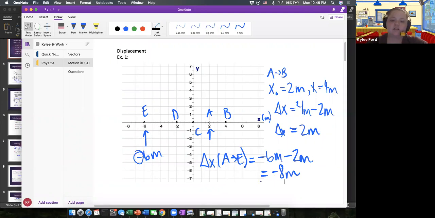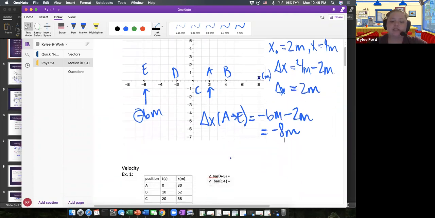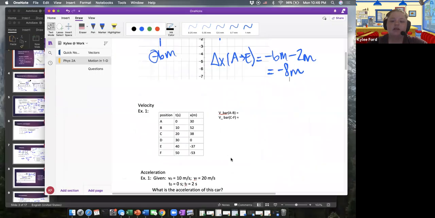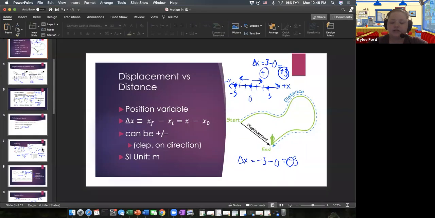Okay, and you can practice this. It shouldn't be too difficult since we're only looking in one dimension right now. It should be pretty simple. Okay, now let's see here.